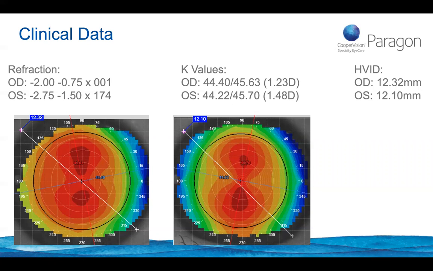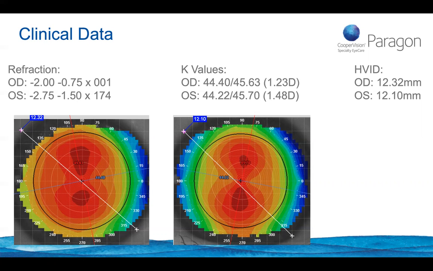She was starting to be myopic last year, and this year she has a new refraction of -2.00, -0.75 cylinder, with the rule cylinder. Her left eye is a little more myopic at -2.75, -1.50 cylinder. When we look at her K values, we see that she has about a diopter and a quarter and a diopter and a half of corneal toricity. And when we measure her corneal diameter size, we measure 12.3 and 12.1.